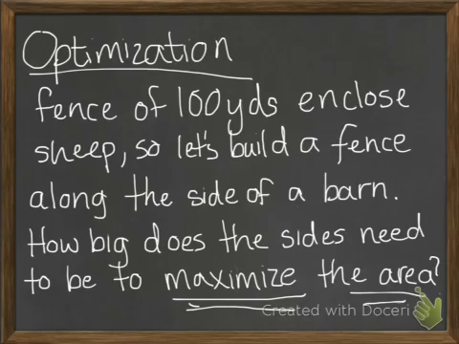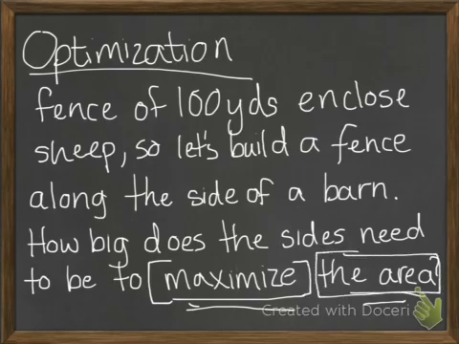We have a word problem here saying that we want to make a fence of 100 yards to enclose sheep. Well, you could say cows or bulls, whatever floats your boat. So let's build a fence along the side of a barn to save some materials. Okay, so if we do build this fence on the side of a barn, how big do the sides need to be to maximize the area? And the most important thing you have to keep in mind is maximizing the area.